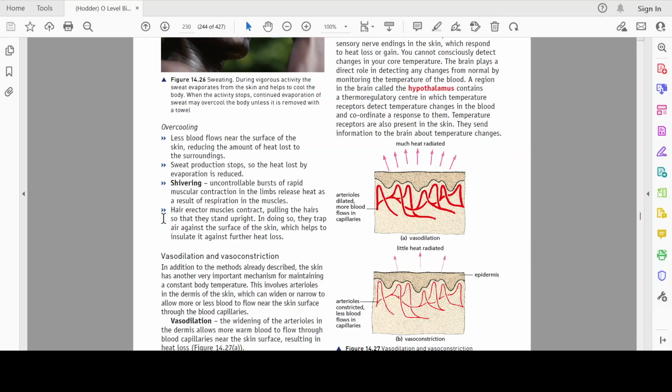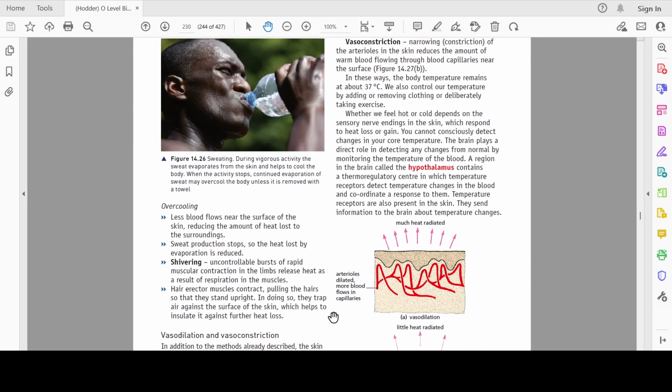So when the hair erector muscles contract and the hair stands, they trap air around the body in the hair, and air is an insulator. So it does not allow the heat to be lost to the environment. For us, it still happens, but it's not effective. So we need to wear something warm like a shawl or a sweater. But vasoconstriction does occur, shivering does occur, sweat production stops when we are cold. So all of that. They talk about vasoconstriction and vasodilation over here, which I've already explained.